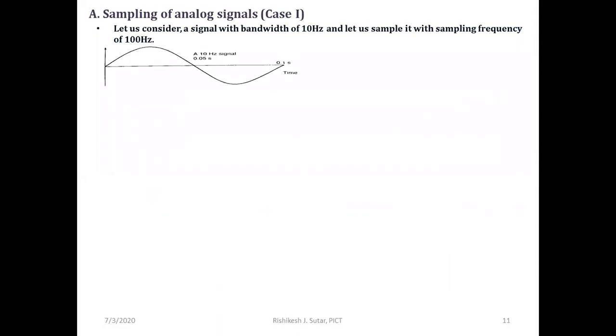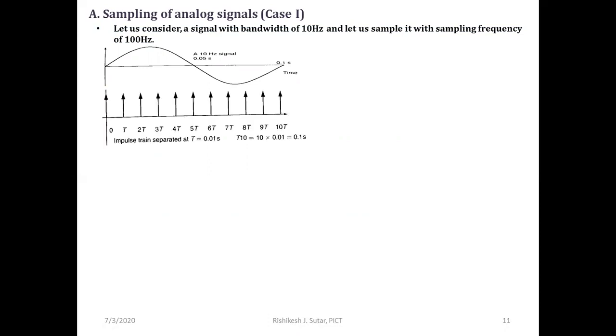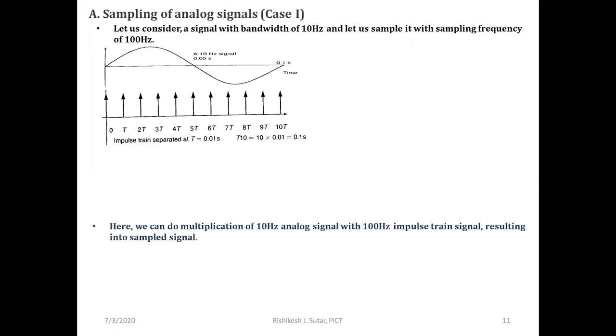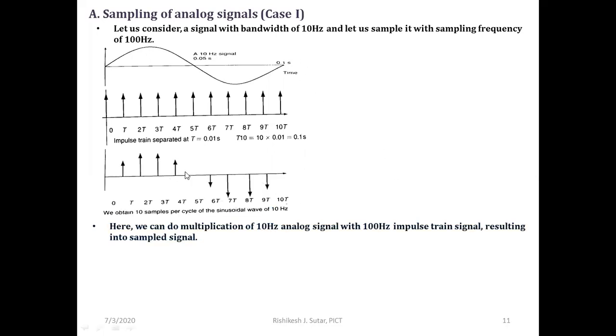So this is the analog signal with the 10 Hz bandwidth, and this is the sampling signal with its frequency 100 Hz. Here we can do the multiplication of the 10 Hz analog signal with the 100 Hz impulse train signal, resulting in the sampled signal. So this is the sampled signal, and I will get it when I multiply this analog signal with the train of impulses.